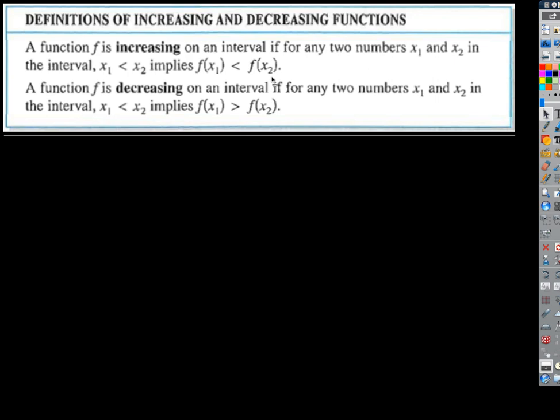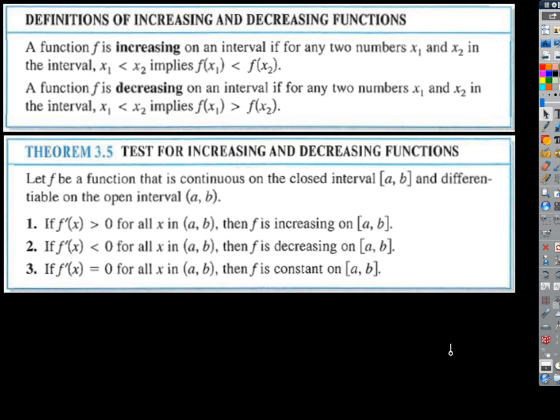A function's increasing where its slope is positive. So where the derivative is positive, the tangent to the curve, which is just giving us the slope of the curve, is positive. So we can say something like that, okay? If f prime of x is greater than 0 for all x in some interval from a to b, then f is increasing on that interval.